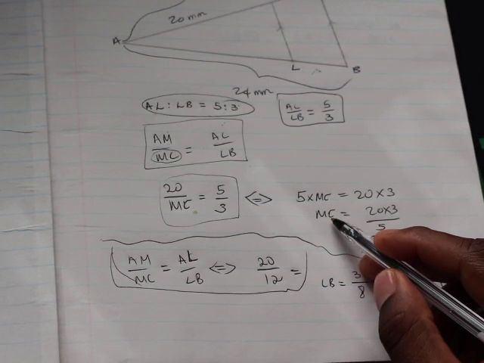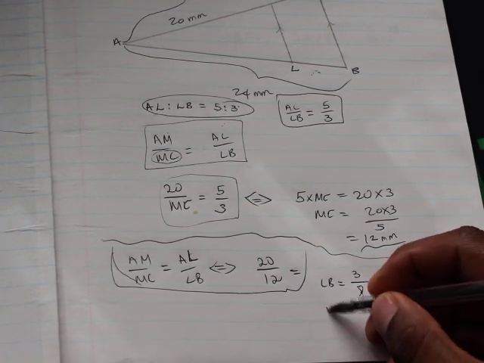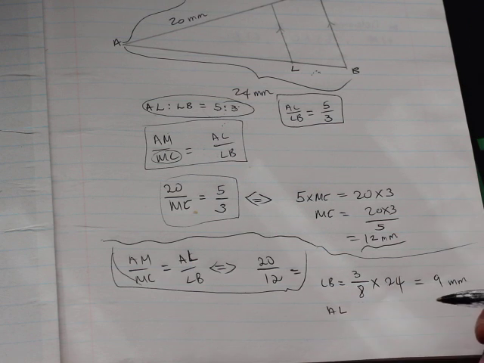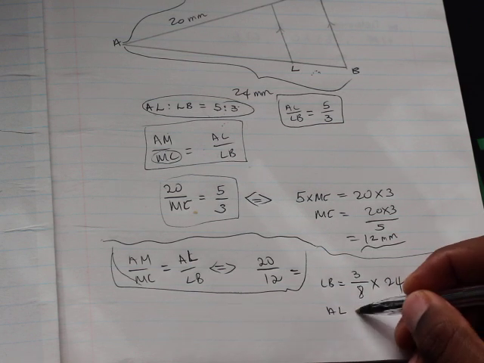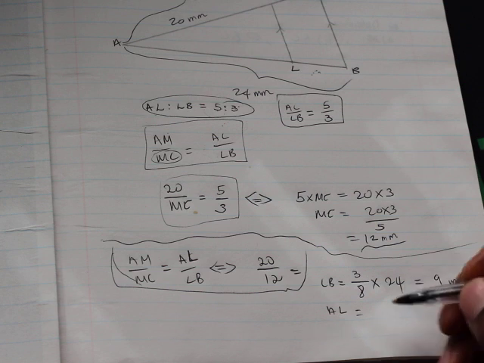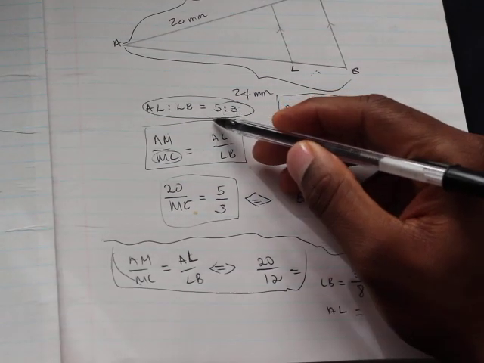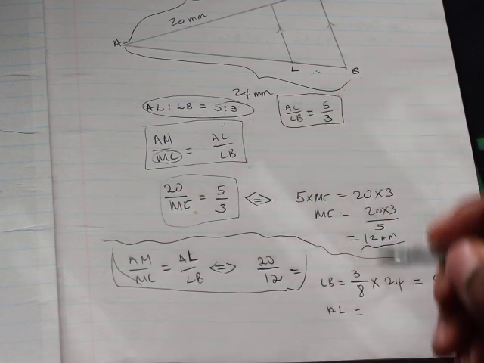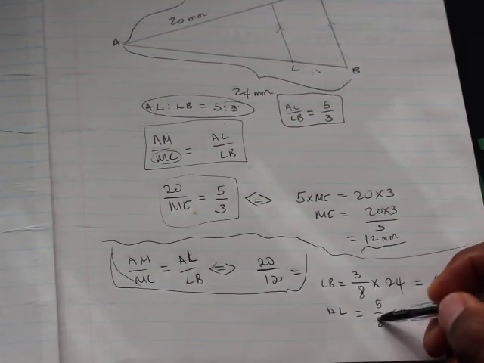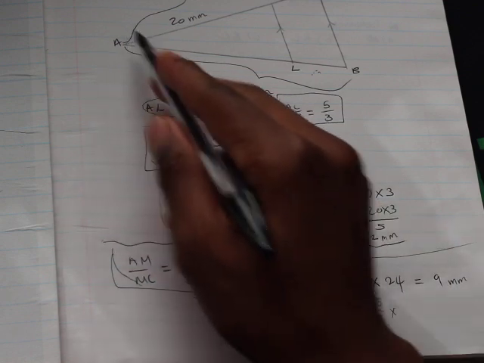Here we're finding MC. So let's find AL. So AL is equal to what? AL is going to be, remember, it's 5 over there for AL, over 5 plus 3. So it's 5 over 8. And then we multiply with the whole length.